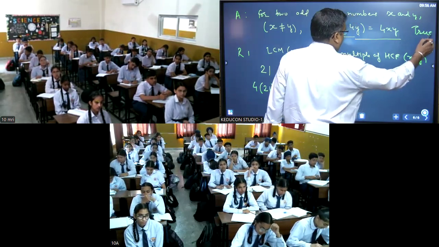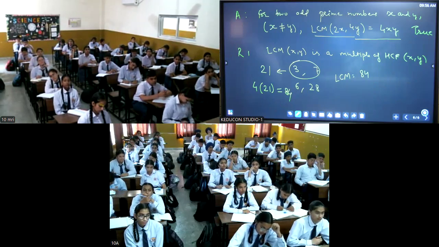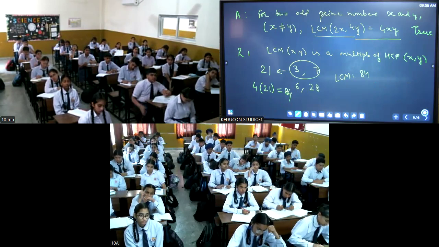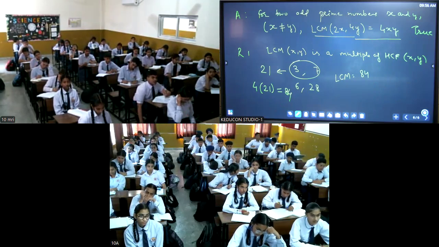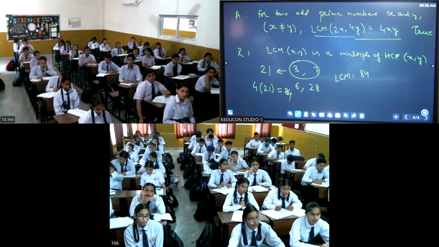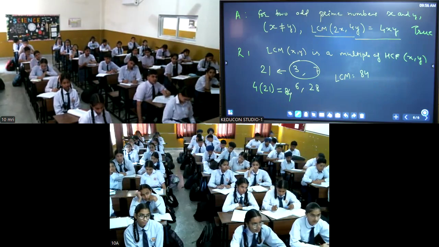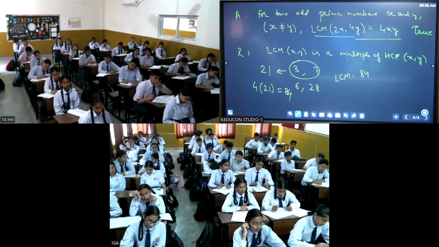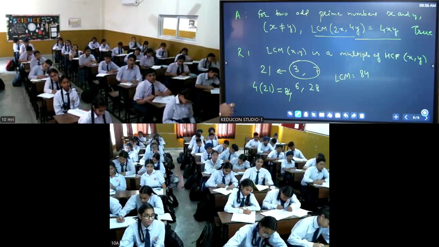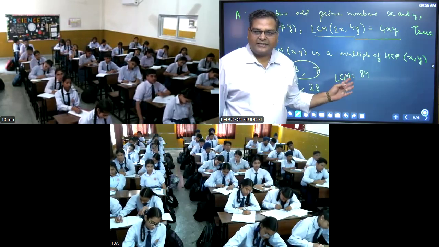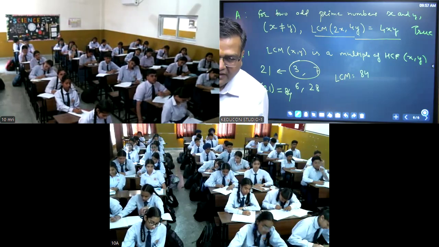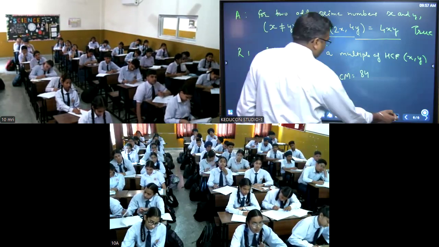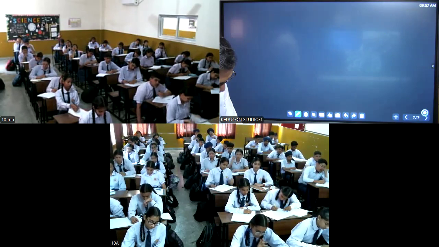Yes. Now come to the reason. The reason is correct. Yes or no? Is this the correct explanation? No. So what will be the answer? Option B, right? So this is correct: the LCM is a multiple of HCF. Right or not? Yes. But it is not the correct explanation of the assertion. Right बच्चों?